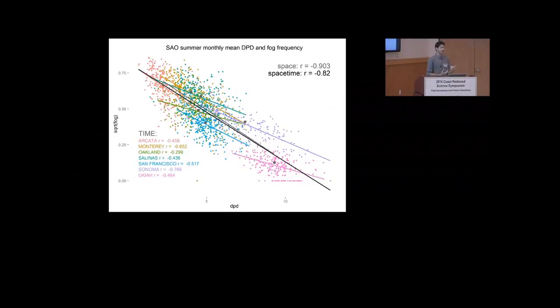So we're pretty excited by the ability to use this dew point depression variable, which we calculate in PRISM, as a metric for fog variation here in coastal California, and be able to really account for fog for the first time in spatial analysis of redwood climate variation.